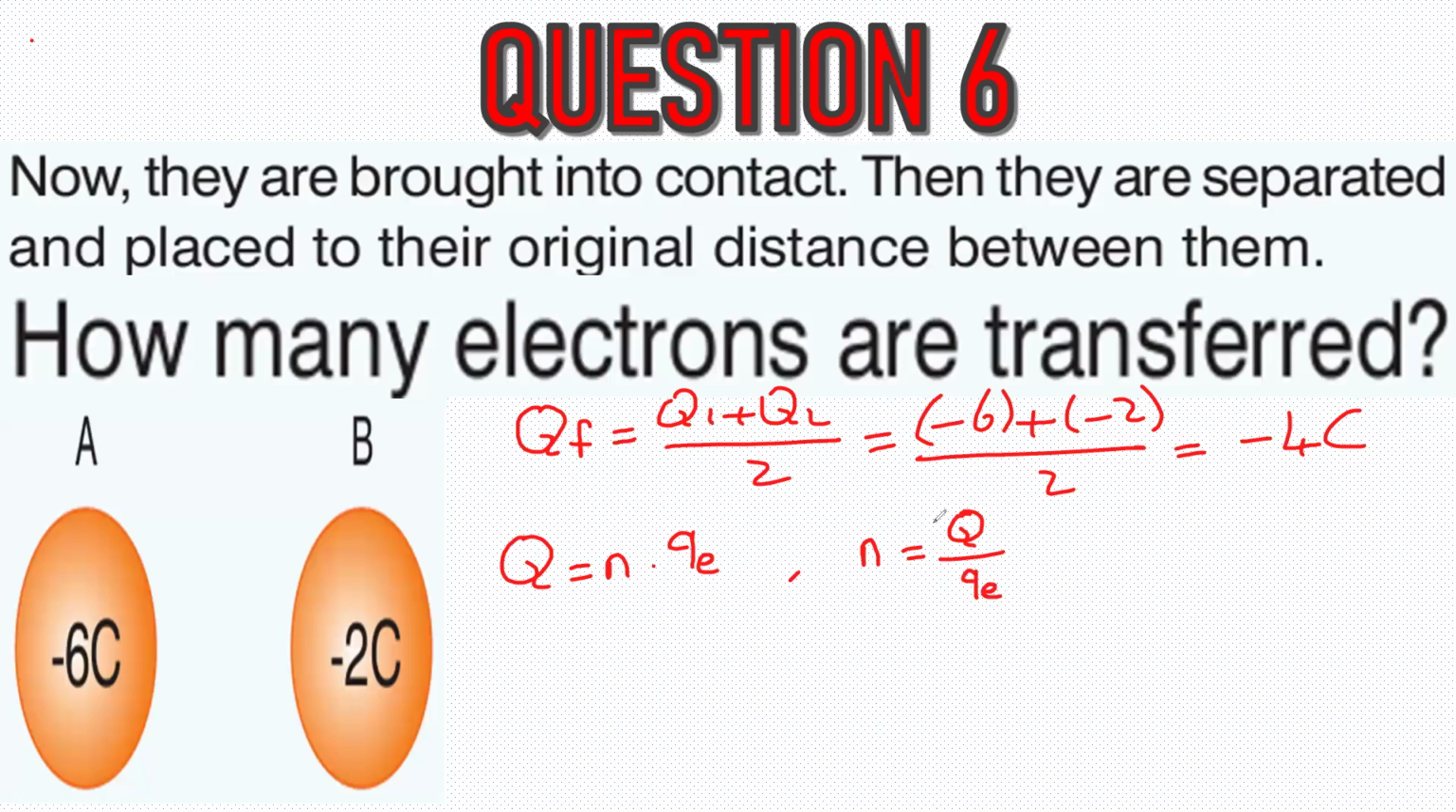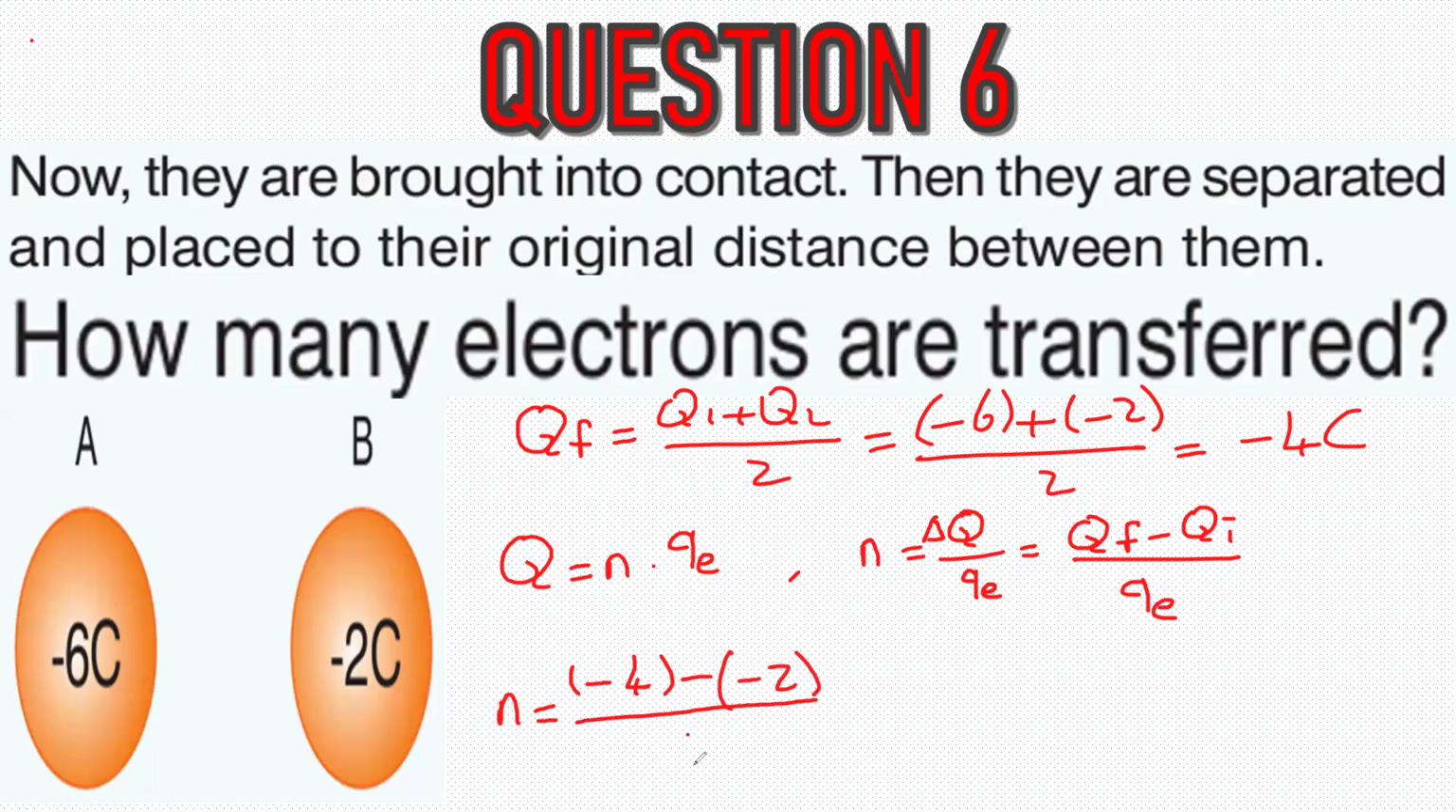But which charge are we going to use? Change in charge, delta Q. Q final minus Q initial over QE. So number of electrons equals Q final, which we calculated, -4 minus Q initial. For Q initial, you can use the charge for A, Q1, or the charge for B, Q2. Let's use B, -2, divided by QE.